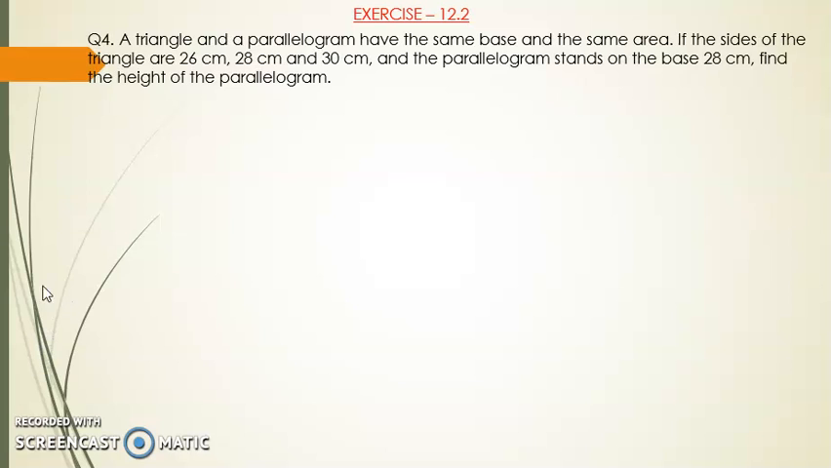Okay students, as I already explained Heron's formula, we have solved so many questions. In fact, in exercise 12.1 I have solved most of the questions. I hope you have followed the concept and all your doubts are clear.